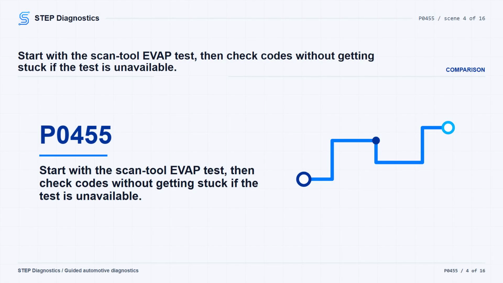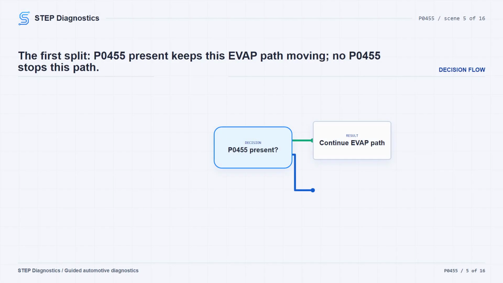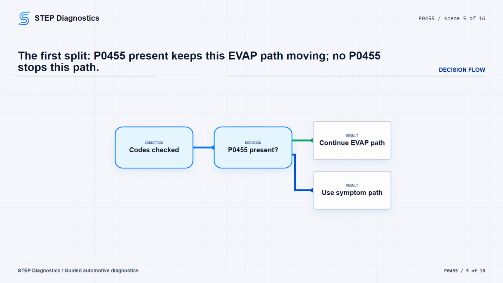Start with the basic system checks and run the PCM evaporative emission system test if the scan tool supports it. If that test is not available, keep moving. After that, check for codes. If other codes are present, check what they mean first. For this episode, if P0455 is present, continue down the EVAP large leak and no purge flow path. If P0455 is not present, pause this path and use the no code or symptom-based direction instead.